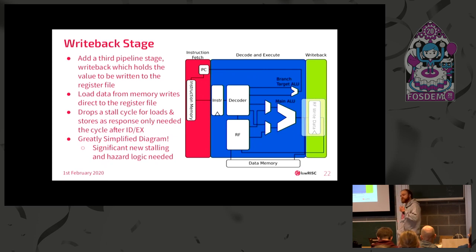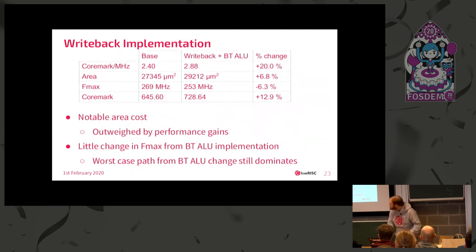So this gives us an extra cycle to wait for the result to turn up from memory or for the response to the store. So we lose a stall cycle out of loads and stores. And so this is going to help solve our stall problems around memory. And as I've said, this is quite a reasonably complicated thing to do. I just don't have time to really talk through all the details about what is going on.